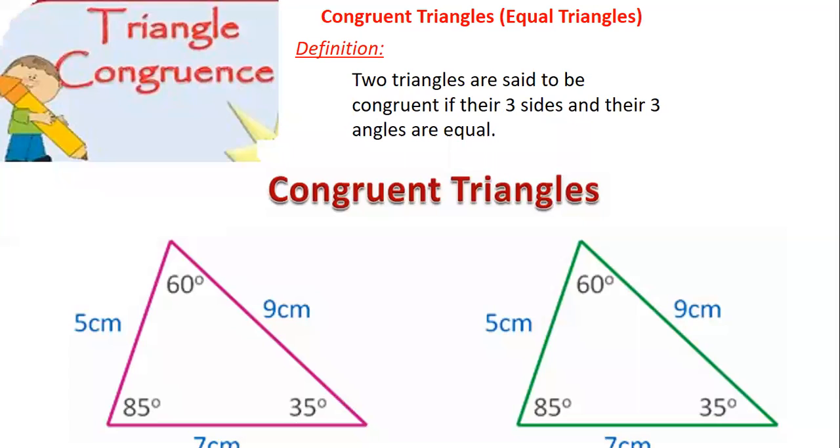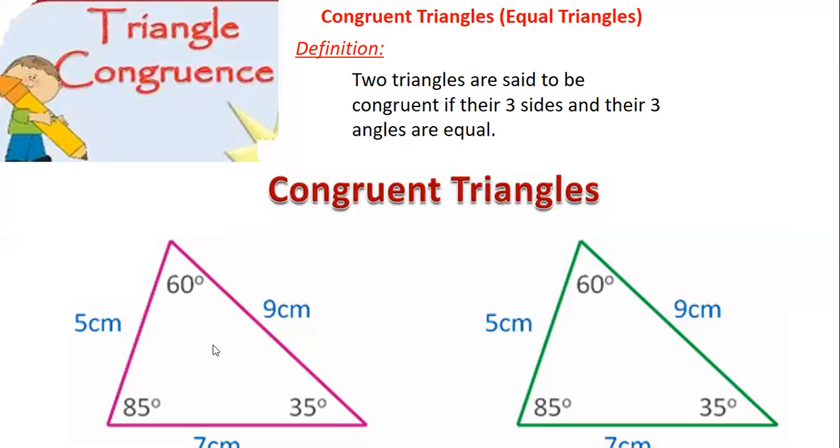First, let's define congruent triangles. The word congruent means equal triangles. So here we will be dealing with equal triangles. And now I will tell you what we mean by equal triangles. Two triangles are said to be congruent if their three sides and their three angles are equal. Suppose I have this triangle, which is in purple, and this green triangle.